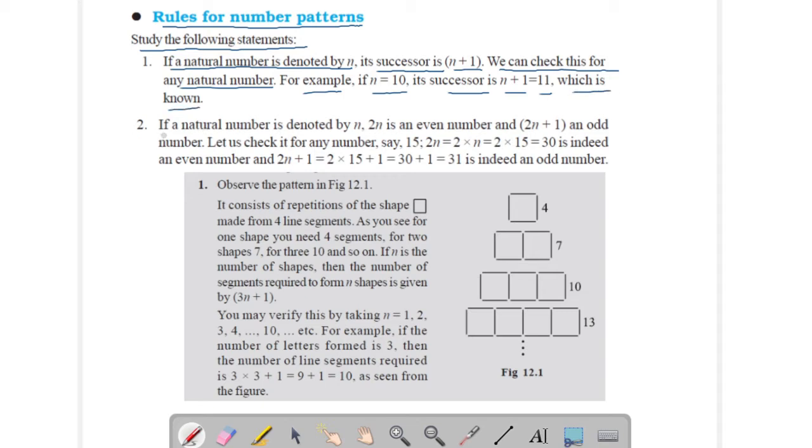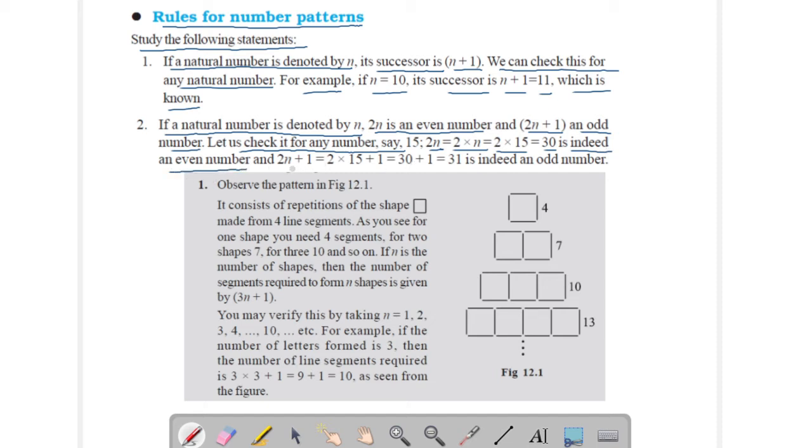Now second point, if a natural number is denoted by n, then 2n is an even number and 2n plus 1 is an odd number. Let us check it for any number, say 15. 2n is equal to 2 multiplied by n. Put the value of n as 15. It can be written as 2 into 15, that is 30, which is indeed an even number.